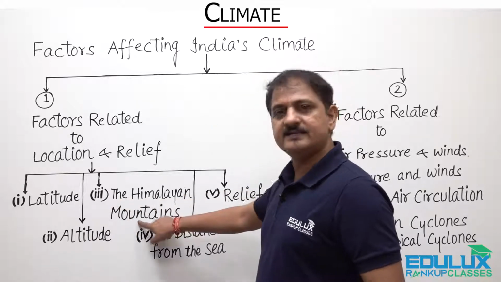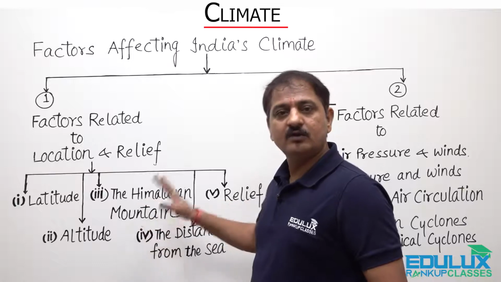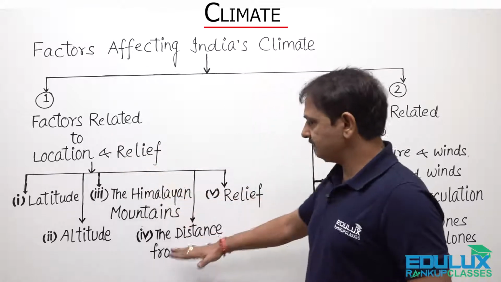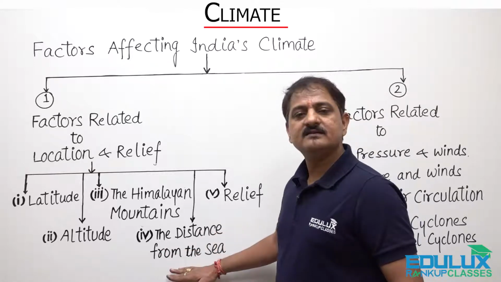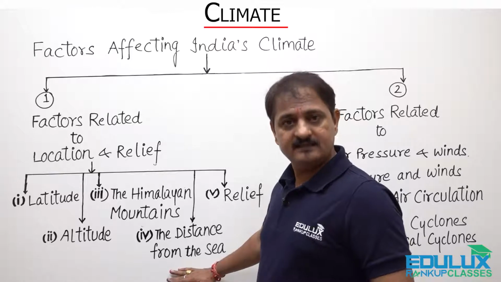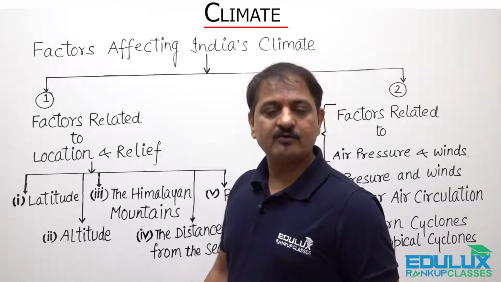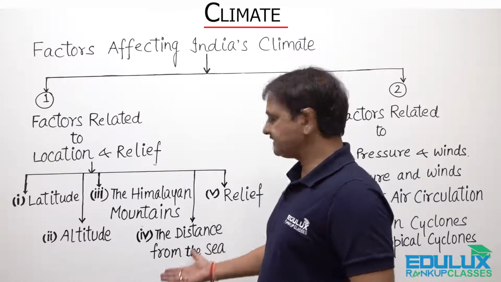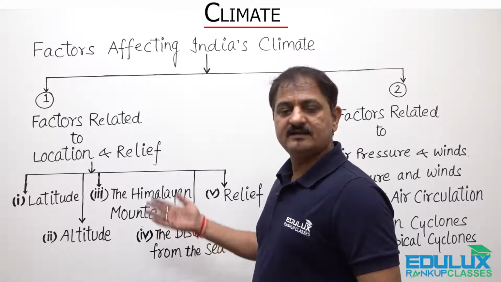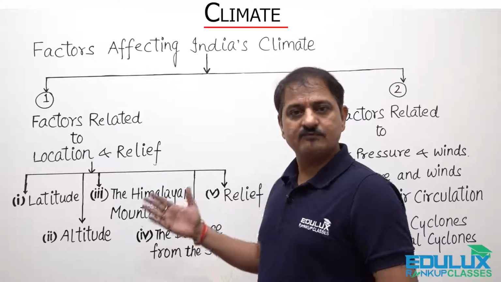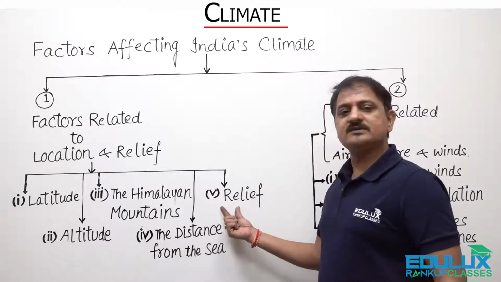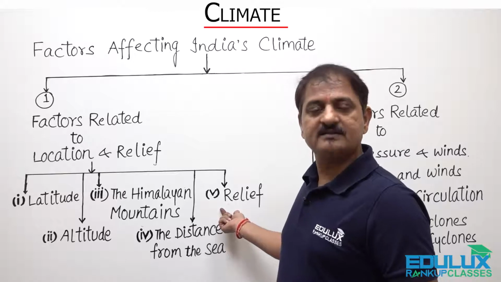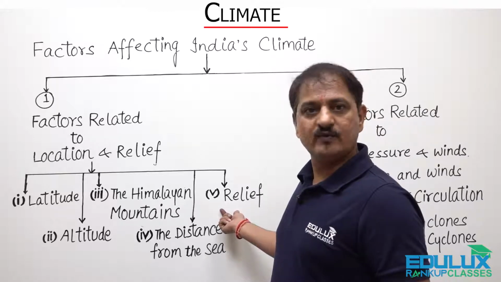Then we have the Himalayan mountains. In detail, separately, we will study how the lofty mountains in the north of India affect the climatic conditions of this country. Then we will look at distance from the sea. There are places which are very close to the sea and places which are very far off from the sea's influence, and we will study what type of effect they get from this distance from the sea. Then we will study the relief that we have in India and what effects it has on temperature conditions and also on pressure and winds.